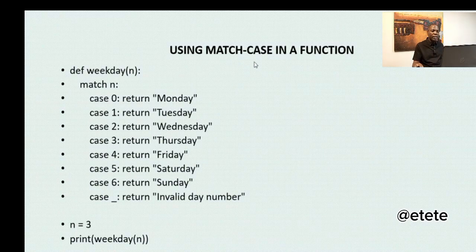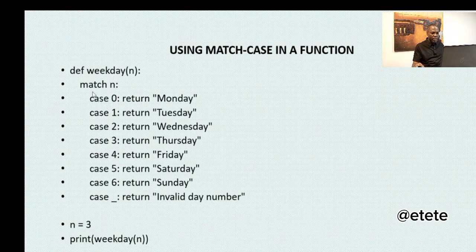Now I am putting this match case inside the function. So what is the function? I'm defining the function, meaning I'm giving a name to my function. And the function is what? Weekday. Weekday is the function name. Now, what does this function expect? This is the parameter that this function will expect. So once I supply this parameter to this function, it will go in and execute. The parameter that I give to this function will now be brought in and given to the match.